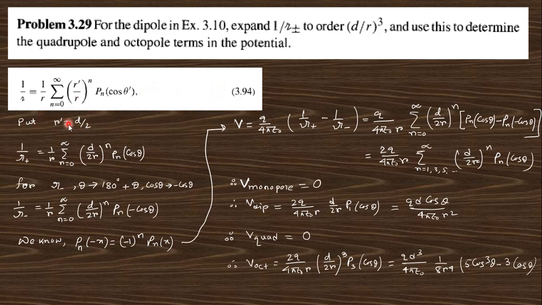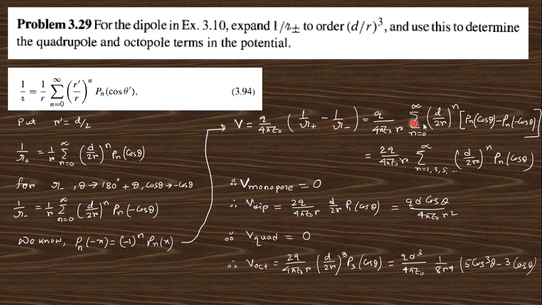So put this value r prime equal to d by 2. If you look at the figure, you can say that this r prime can be written as d by 2. So putting this value for r plus, you will get this equation. And if you want to find r minus, theta must be changed into 180 plus theta, that means there is a rotation of 180. So finally you get cos theta replaced by minus cos theta. Okay, and you know this relation.